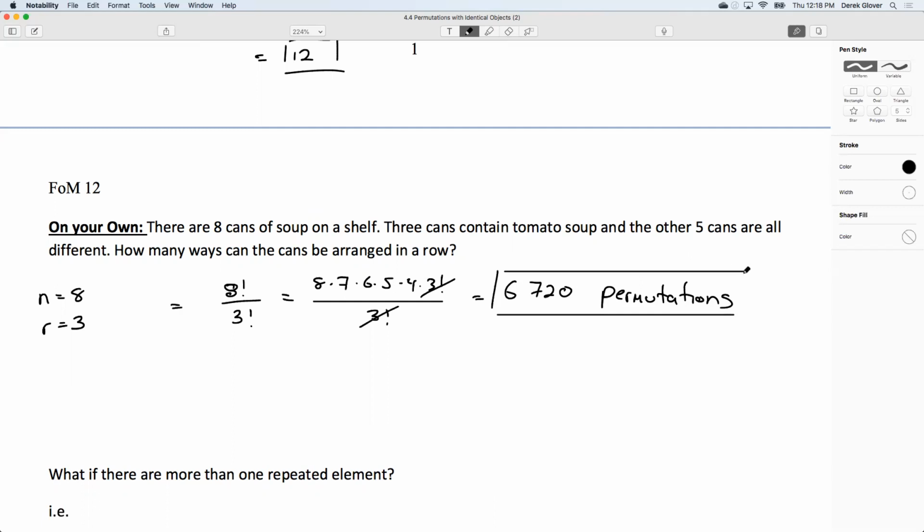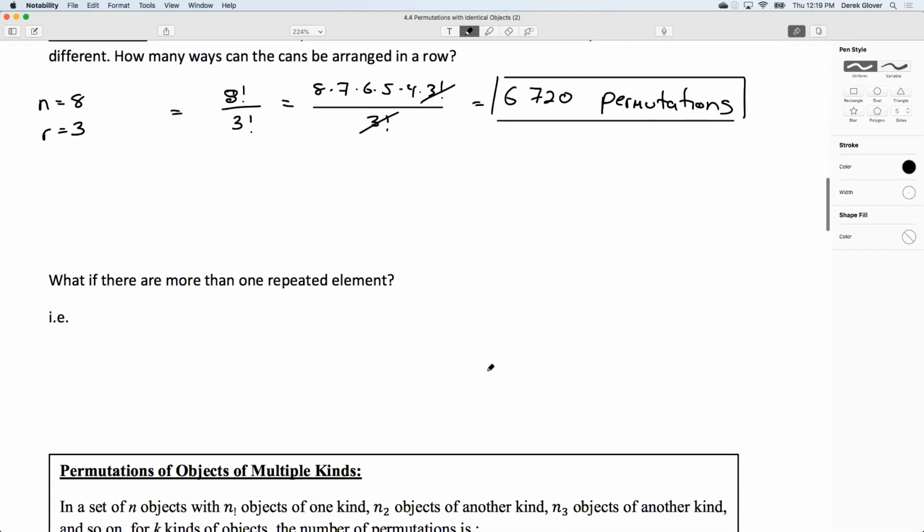What if there's more than one repeated element, though? What if instead of 3 cans of soup being the same, what if we had 3 cans of tomato and 3 cans of, I don't know, mushroom soup, but some of the others were different? In terms of numbers, what if we had a combination like 1, 1, 2, 3, 4, 4? In terms of letters, what if we had a word like tooth, where we have 2 T's and 2 O's?